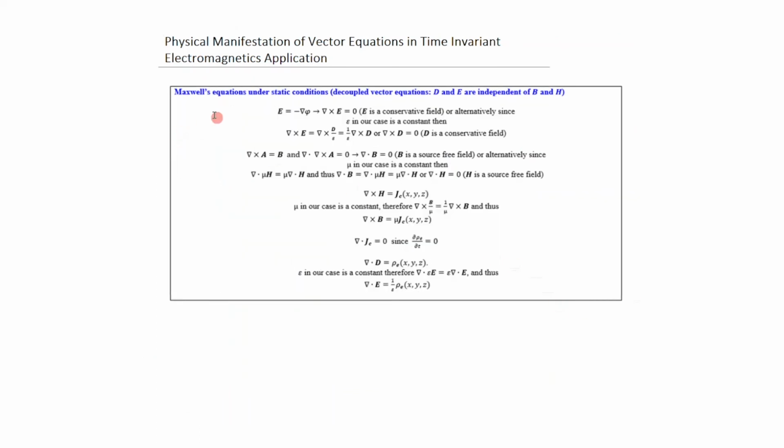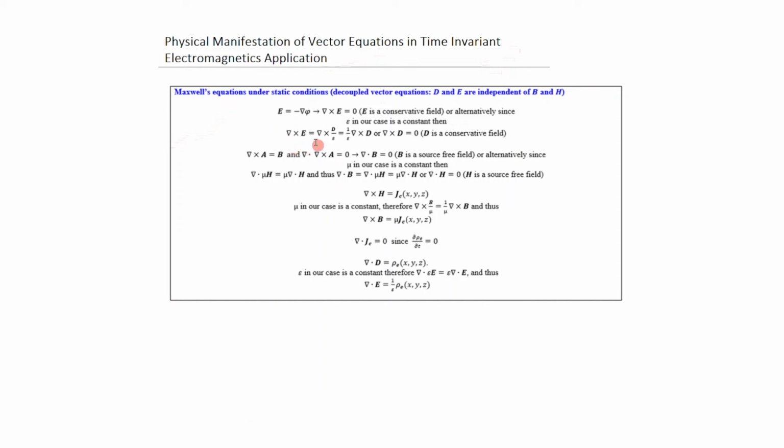Okay, so Maxwell's equations under static conditions, which means time invariant. In this case, we have decoupled vector equations. D and E are independent of B and H. So E equals minus grad phi, and the curl of E equals 0. In this case, we say E is a conservative field, or alternatively, since epsilon in our case is a constant, then we can also write D in terms of E, or the other way around.